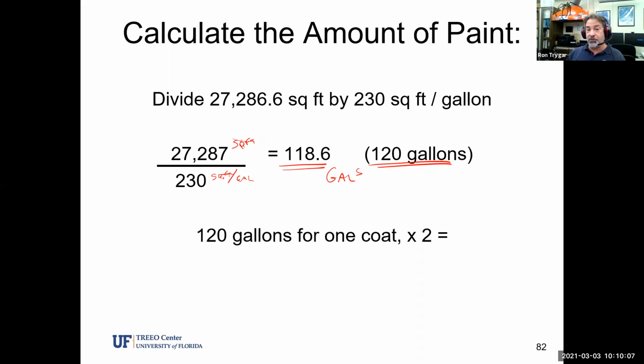All right, if we need 2 coats, then how many gallons do we total need? We had 120 gallons, we rounded here. If we needed 2 coats, don't forget. So then we have to multiply the 120 gallons times 2, because 2 coats. So our total amount of paint at the very end is 240 gallons for the 2 coats.